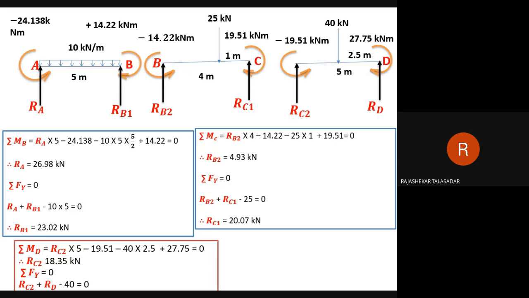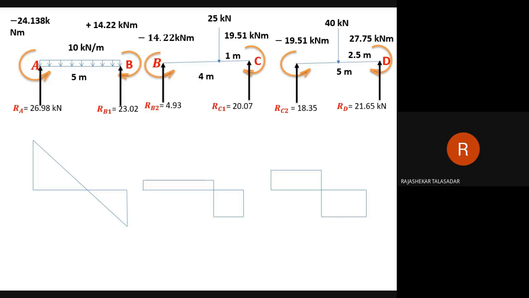You will get Ra. Then Ra plus Rb1 equals this load, that is 10 into 5, and you will get the reactions. Similarly, for all 3 spans, calculate the reactions in the same way. I have shown the calculations here, but you should try. If you only listen to the problem, you will never understand. You have to take it and solve it. If you make a mistake, you have to understand where the mistake is. Once you get that point clear, you will never repeat the mistake. Then write the values and draw the shear force diagram.